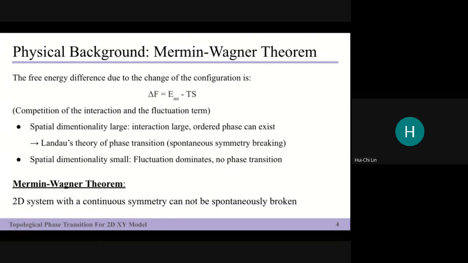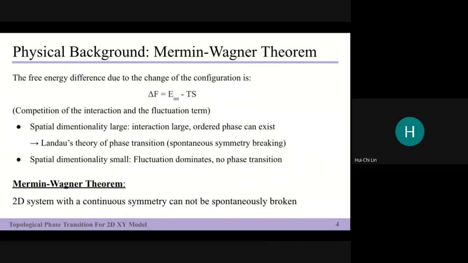To know why the XY model is important, we must introduce the Mermin-Wagner theorem. We know that the difference of the free energy is composed of two terms, the interaction minus the entropy term. When the spatial dimension is large, the interaction will be large too. So an ordered phase can exist under a certain temperature. This corresponds to the Landau theory of phase transition.